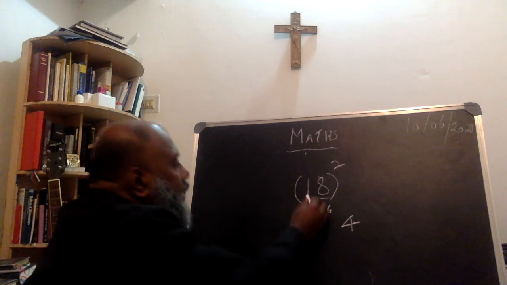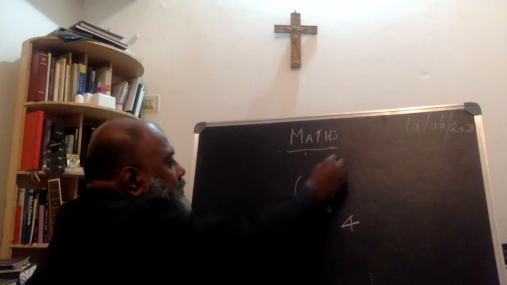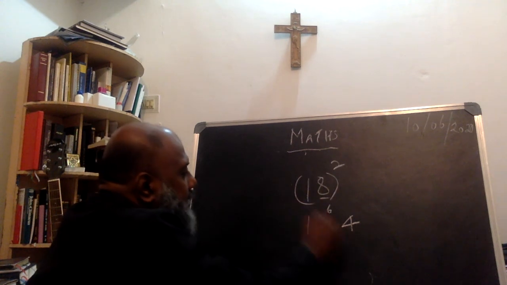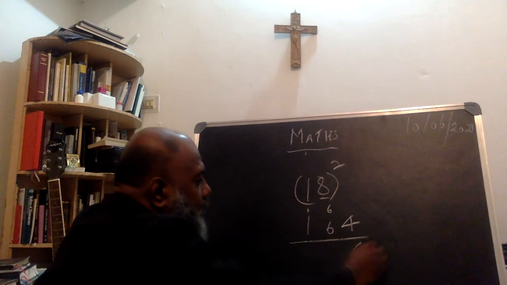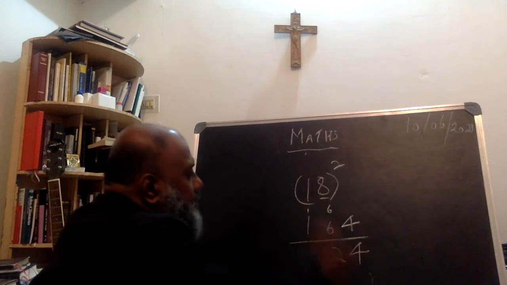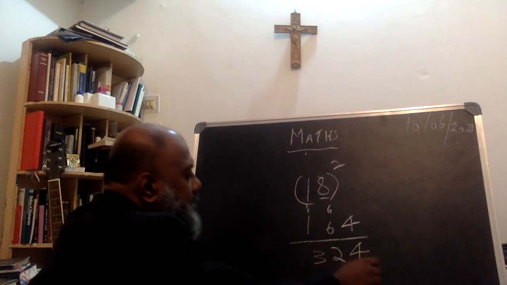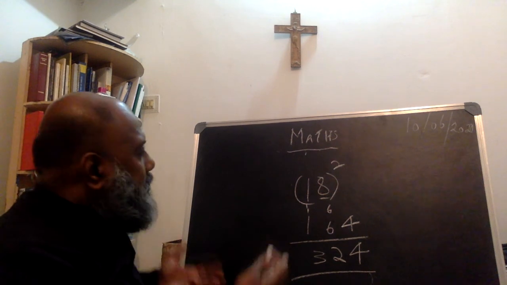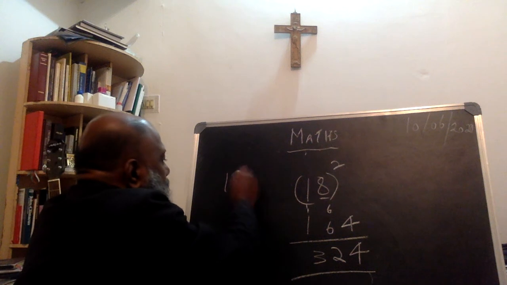Then you multiply 1 and 8. 1 8s are 8. Then you multiply 8 into 2. So 1 8s are 8, 8 2s are 16. You put 6 here, and you carry 1 here. And you total this up, it's just 4. Here it's 12. 1 plus 1 plus 1 equals 3. So the answer is 324.